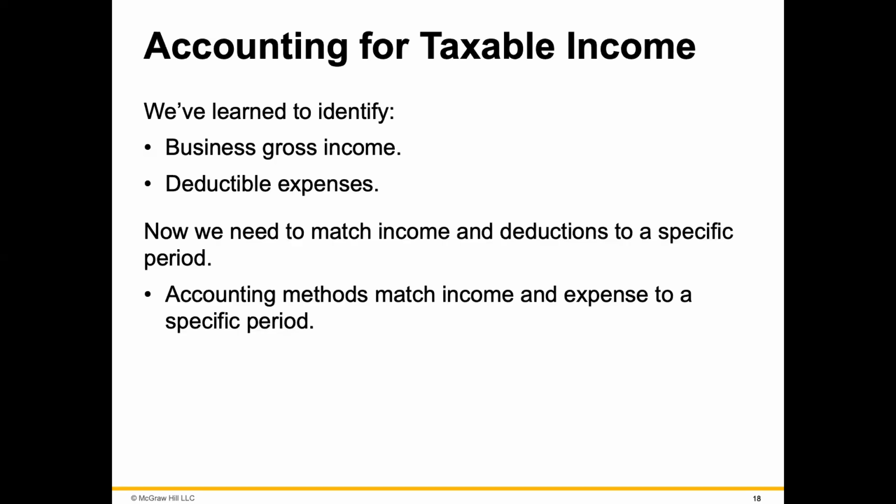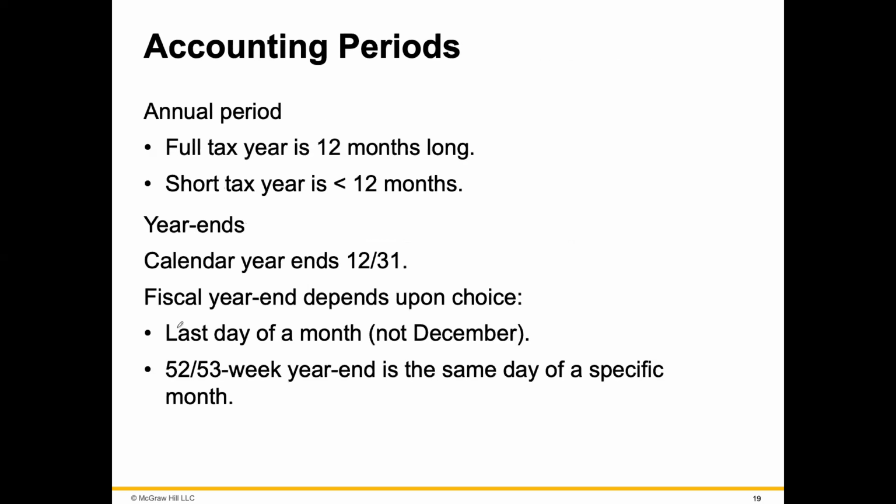So we've looked at business gross income and deductible expenses, and now we need to match income and deductions to a specific period. So this is accounting methods. This is where we're picking accounting methods. First, let's talk about accounting periods, though. A full tax year is 12 months long. A short tax year is less than 12 months.